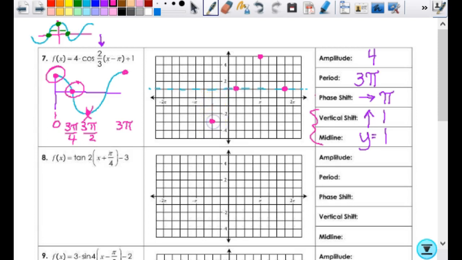You just have to make sure you are using the midline and not the axis. Okay, that's why it needs to be drawn in. Then we go to the left, 1, 2, 3, and I'm back up here. Go to the left, 1, 2, 3, and then I go up 4, and I have that point there.